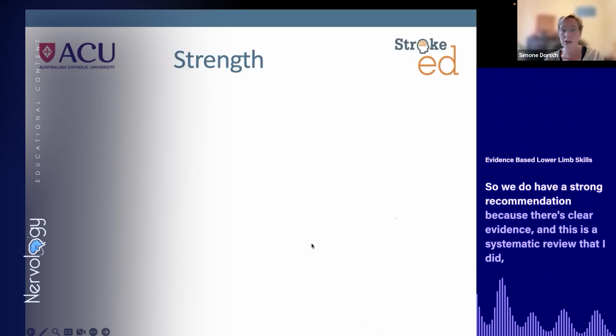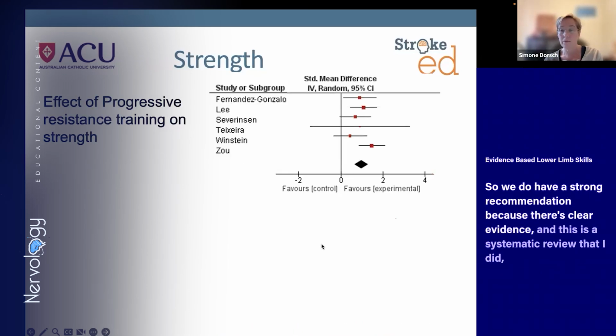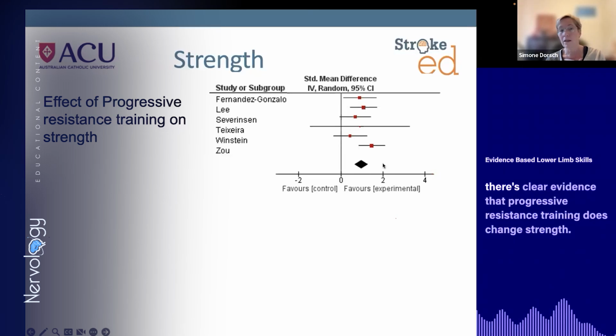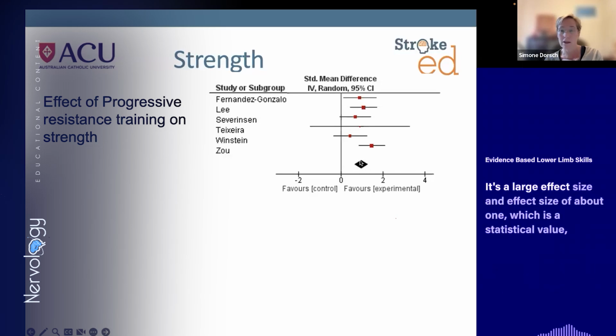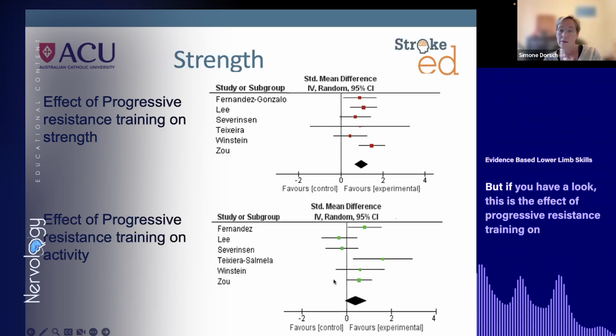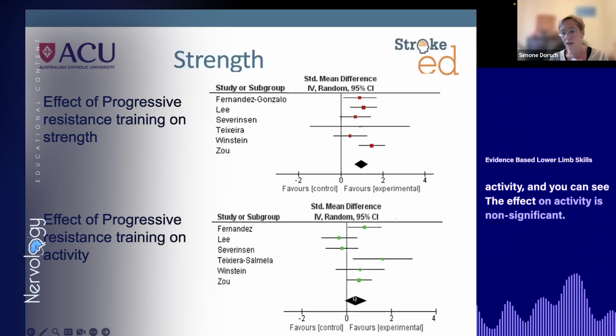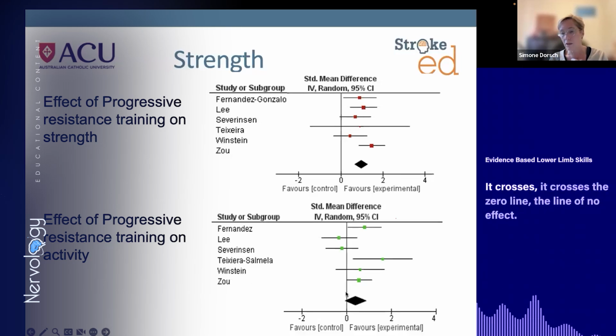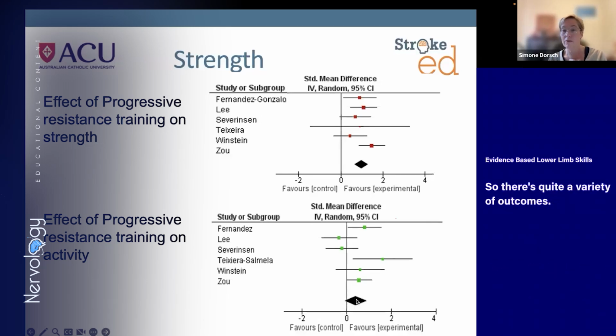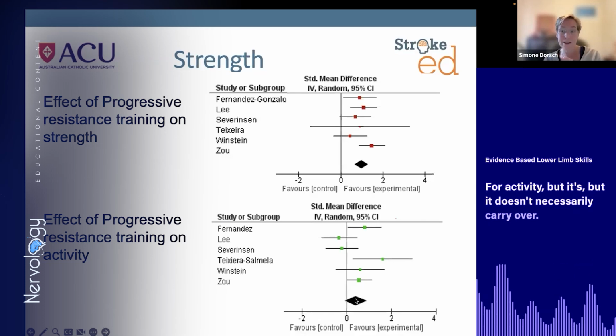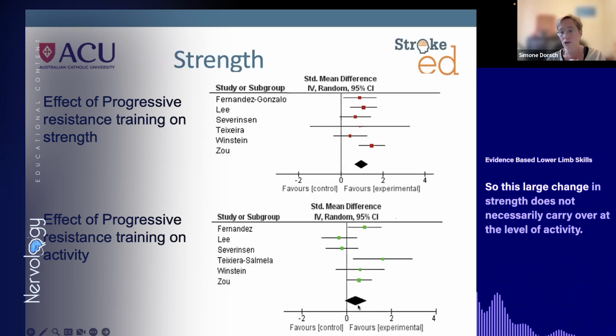So we do have a strong recommendation because there's clear evidence, and this is a systematic review that I did, that progressive resistance training does change strength. It's a large effect size, an effect size of about 1, which is a statistical value, but it indicates a large effect. But if you have a look, this is the effect of progressive resistance training on activity, and you can see the effect on activity is non-significant. It crosses the 0 line, the line of no effect. So there's quite a variety of outcomes for activity, but it doesn't necessarily carry over. So this large change in strength does not necessarily carry over at the level of activity.